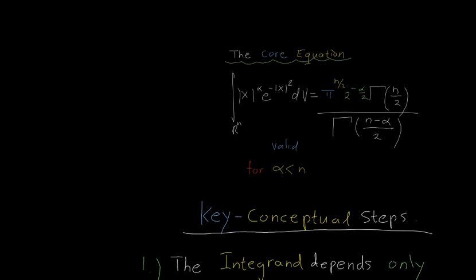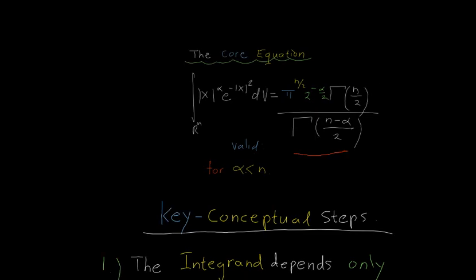This interesting thing that I've highlighted is equal to pi to the n over 2, times 2 to the negative alpha over 2, times gamma of n over 2, all divided by gamma of (n minus alpha) divided by 2. Valid for when alpha has to be strictly less than n.